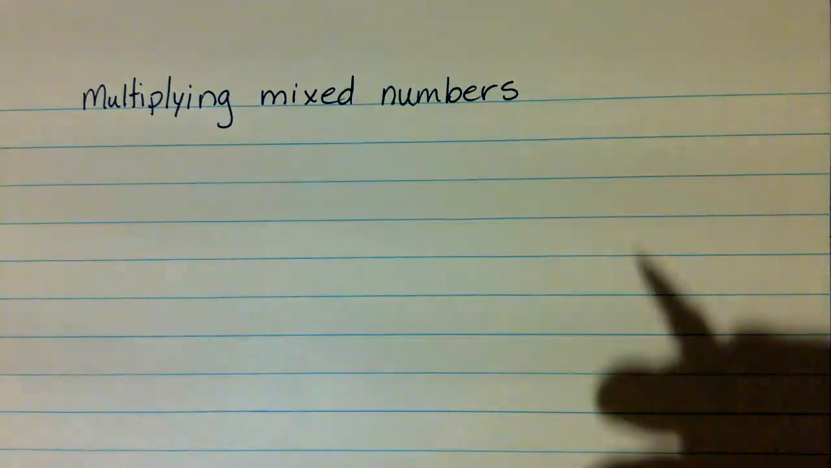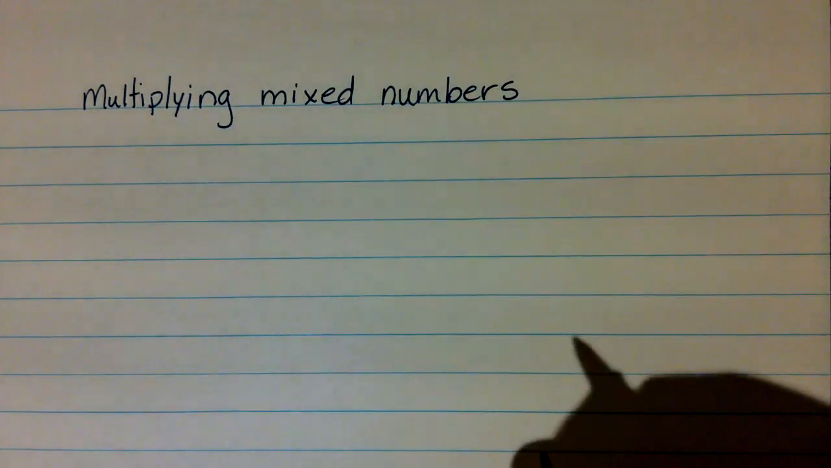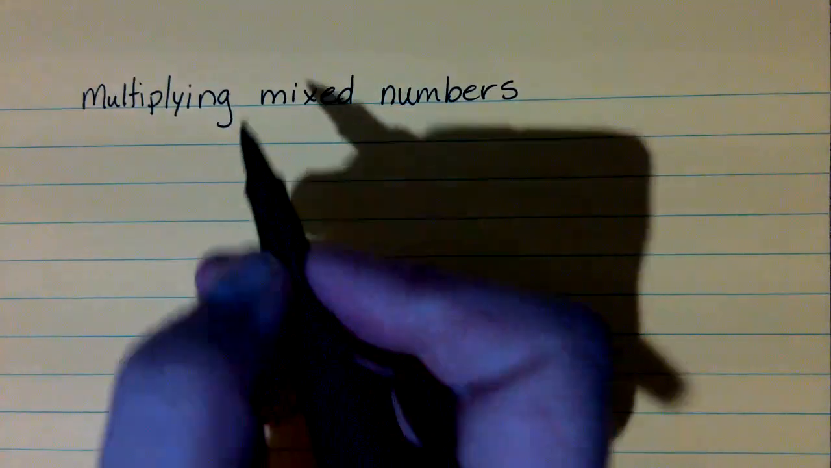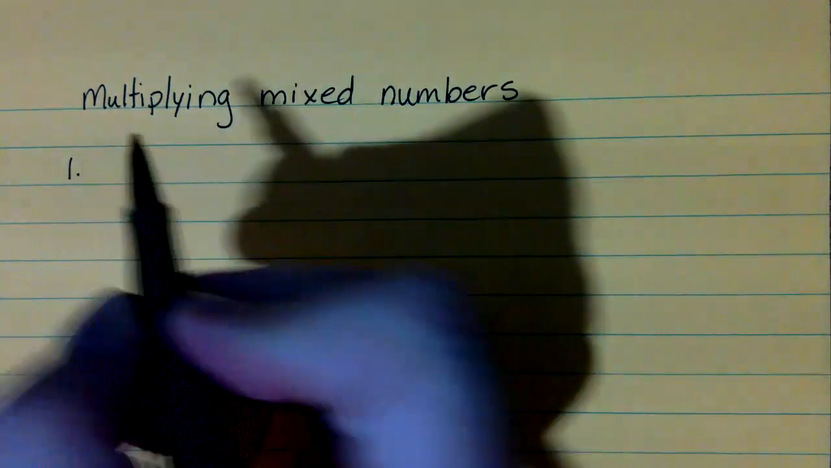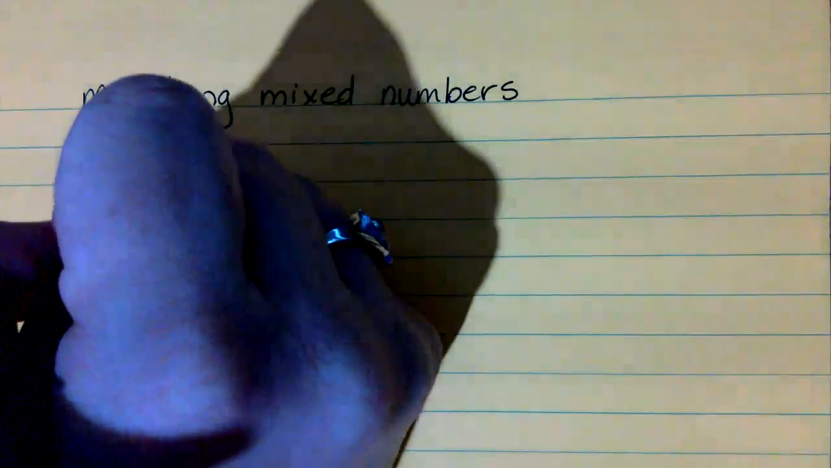So, multiplying mixed numbers is the next task on the agenda. Multiplying mixed numbers. And remember that a mixed number is a whole number and a fraction together. So there are 3 steps. The first step is convert to improper fractions.